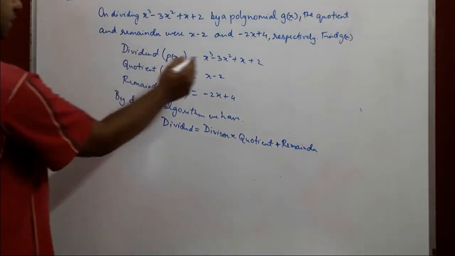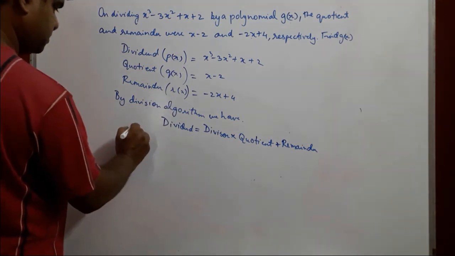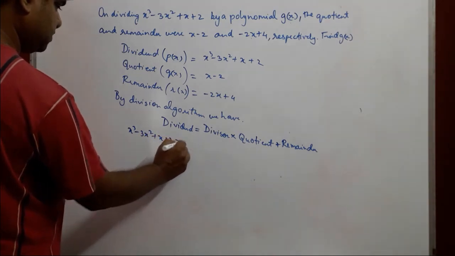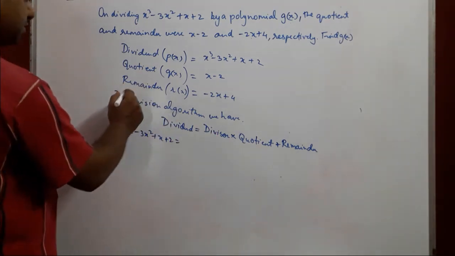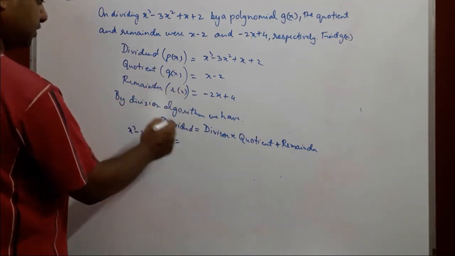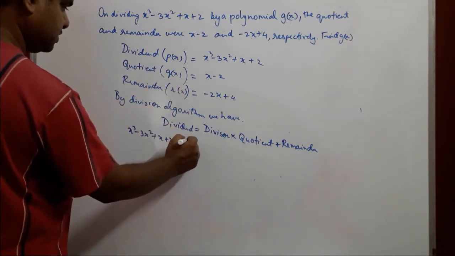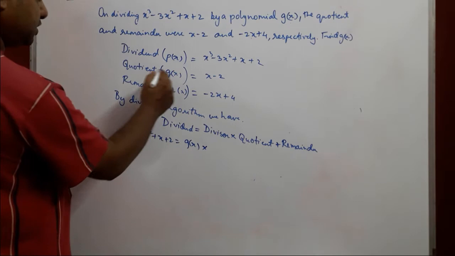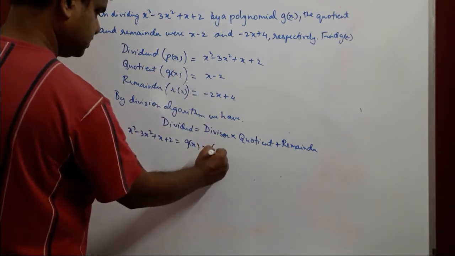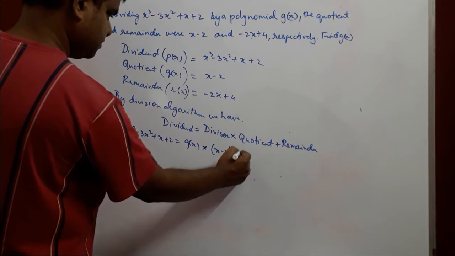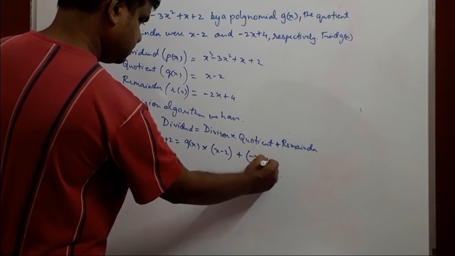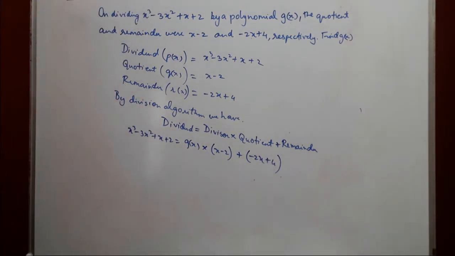Let's put the dividend where it is, that is x cube minus 3x square plus x plus 2, equal to the divisor, which we need to find out, that is g of x. So we'll put that as g of x into the quotient. The quotient is given as x minus 2, so we'll put that as x minus 2, plus we are given the remainder, which is minus 2x plus 4. I'll put this into brackets as well.